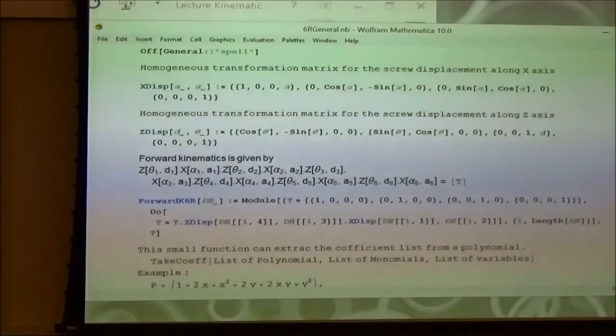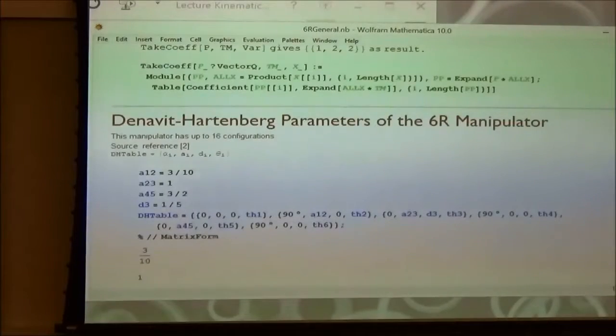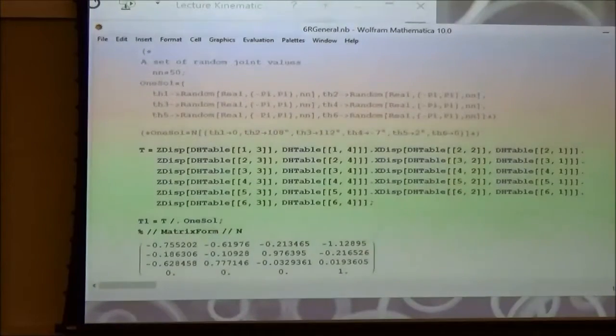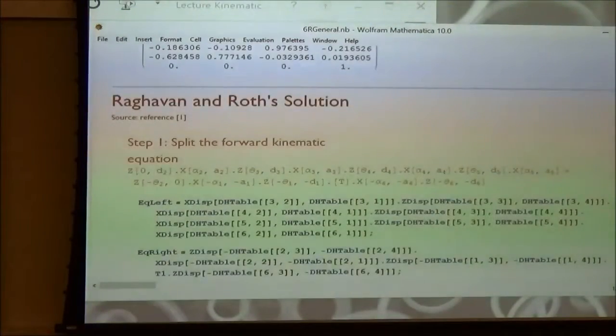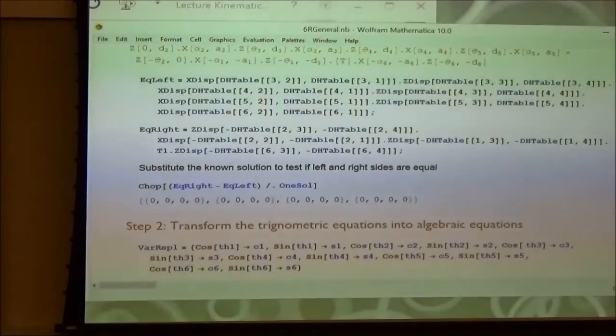Okay, so this is the Mathematica notebook that you can go through when you get back. So now here I define the Denavit-Hartenberg parameters, and then I define the forward kinematics, and then I formulate the left and right equation. So left and right, you have 3, 4, 5.